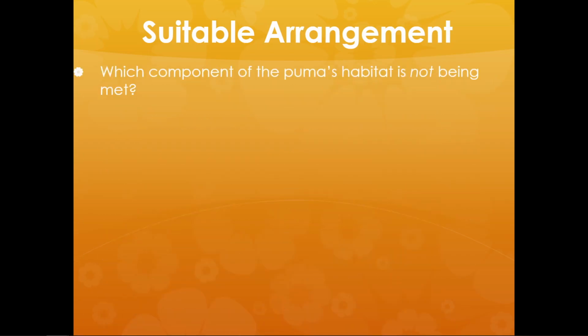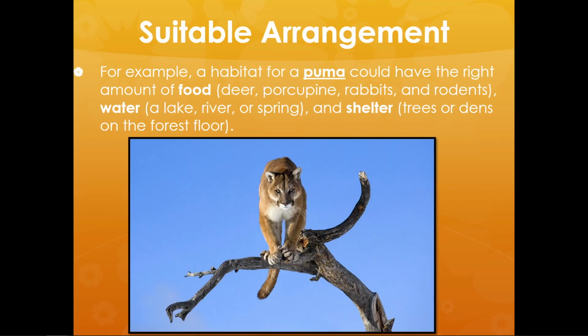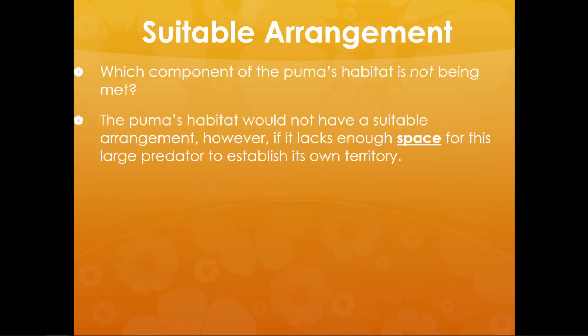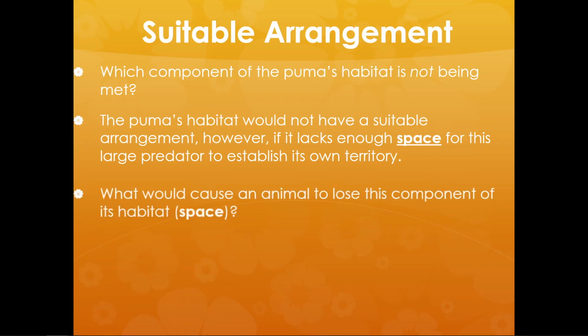All right, still looking at suitable arrangement here. Which component of the puma's habitat is not being met? So again, right now we are looking at food and water and shelter. All right, so the puma's habitat would have a suitable arrangement of those. However, it lacks enough space for this large predator to establish its own territory.